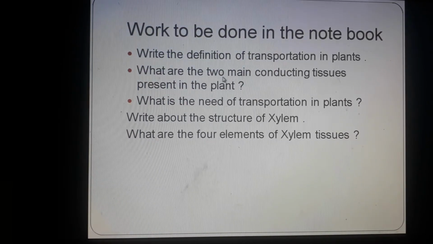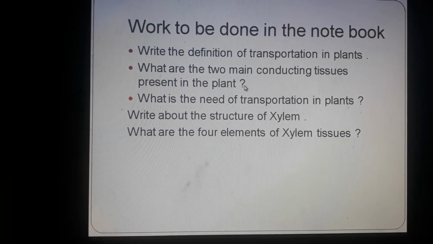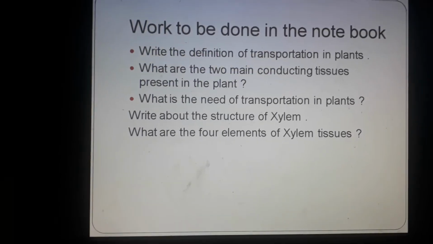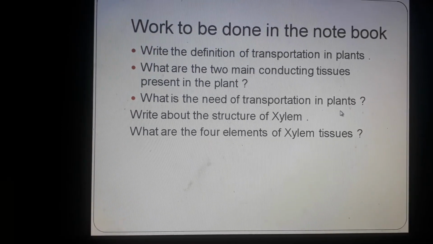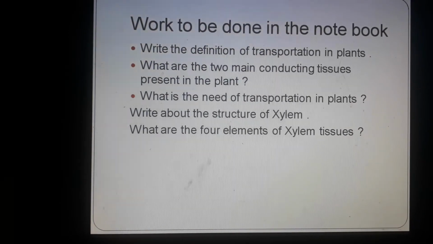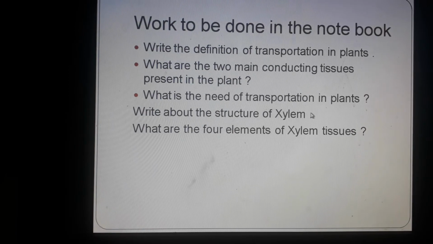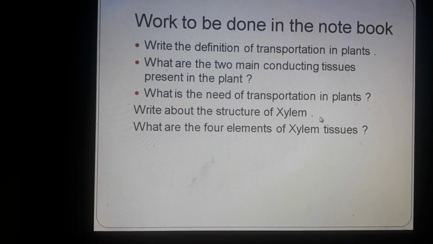Then what are the 2 types of conducting tissue present in the plants? So you know the answer. What are the 2 main conducting tissues? Xylem and phloem. Okay. The next question, what is the need of transportation in plants? So that I had given you in the notes also, need for transportation in plants. So write from there. Then write about the structure of xylem. So you have to write that they are thick-walled and they form a conducting tube-like structure. So that you have to write here.